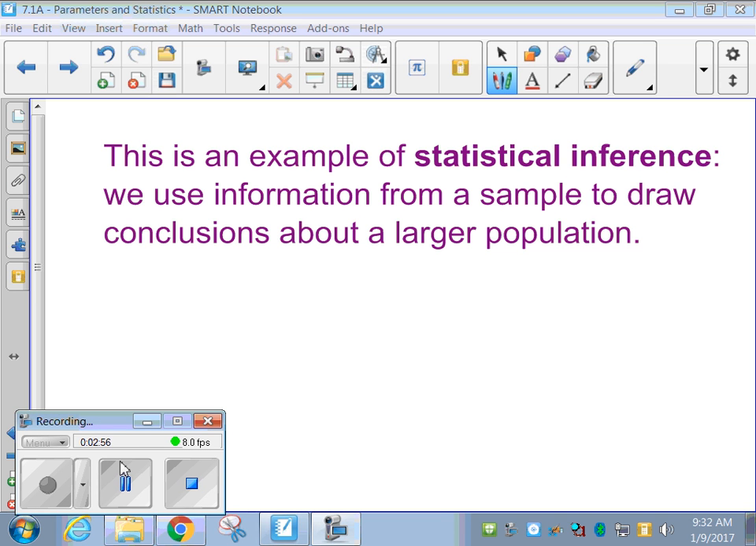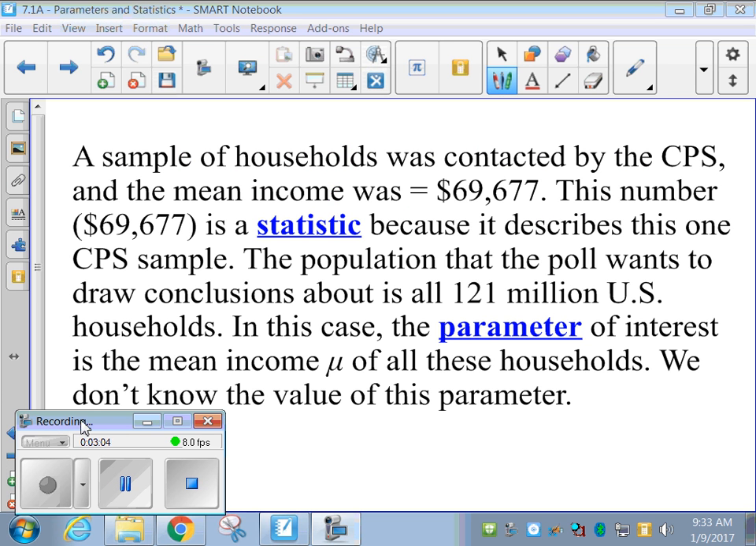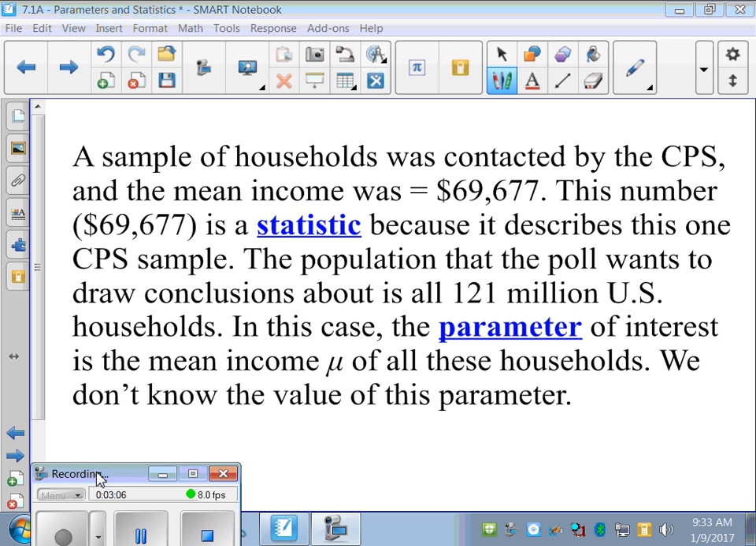So we use information from samples to draw conclusions about a larger population. You guys can write down that definition. Statistical inference. So let's say we were doing a sample of households that was contacted by CPS, and the mean income was $69,677.